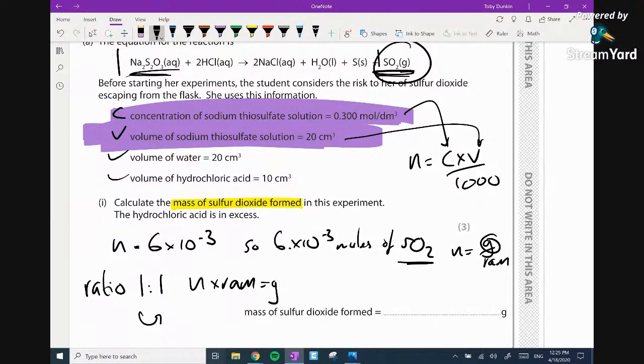So the question is, what does sulfur dioxide weigh? 32 plus 16 times 2, which is 32, so 64. Don't even need a calculator for that one, even though I still would use it. 6 times 10 to the minus 3 multiplied by 64. It's going to give me 6 times by 64, and I get 0.384 grams, and I'm done.